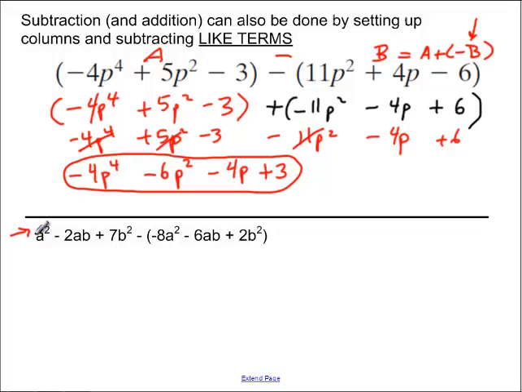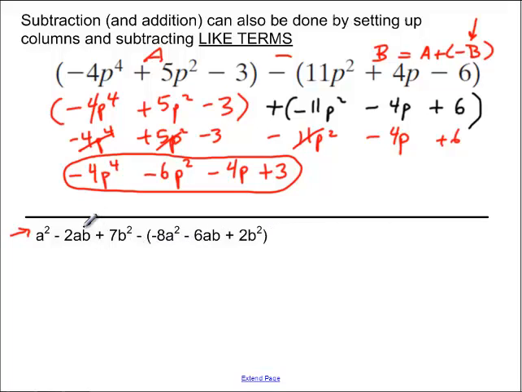Take a look at this subtraction. Here's our first polynomial. Here's our second polynomial. Here's our a polynomial. Here's our b polynomial. Do this subtraction of polynomials on your own, and then watch the video to make sure that you're doing it correctly. So pause the video, work on it yourself, and then come back.